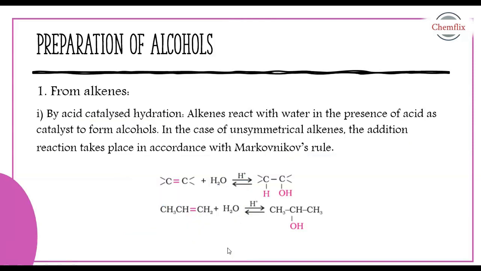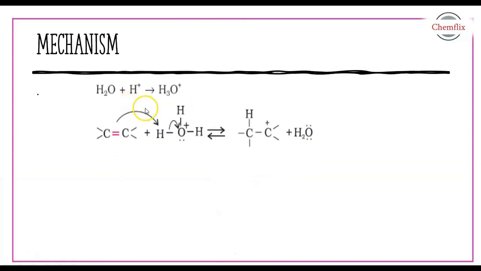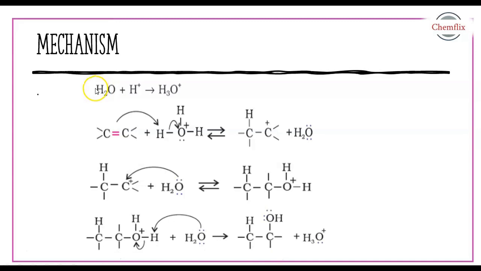Okay, now moving to the next method. Okay, so before that I'm just showing you the mechanism. Here, I'm showing the entire mechanism and I will explain it. First of all, what happens here is, H2O, when it comes in contact with the acid, hydronium ion is formed. What is this ion? Hydronium ion is formed.